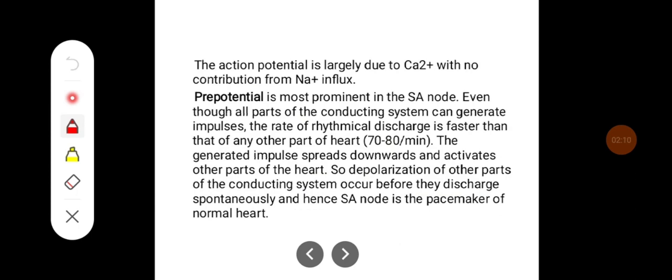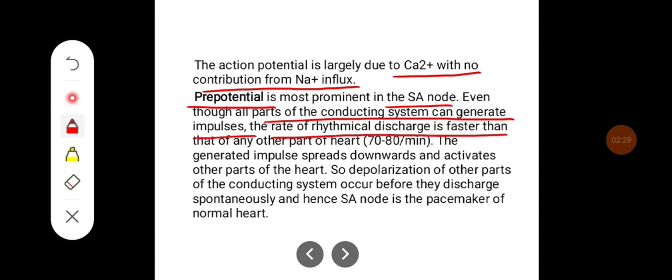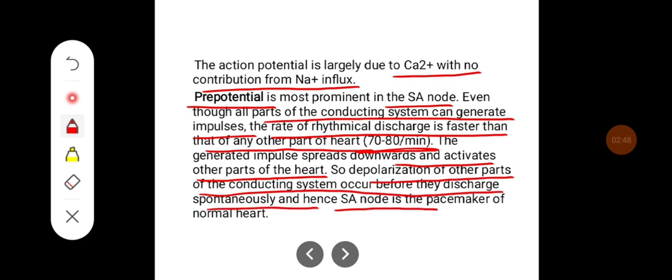The action potential is largely due to the calcium with no contribution from sodium influx. Prepotential is prominent in SA node. Even though all parts of the conducting system can generate impulses, the rate of rhythmical discharge is faster than that of any other part of heart. That is, it is around 70 to 80 per minute. The generated impulse spreads downward and activates the other parts of the heart. So depolarization of other parts of the conducting system occur before they discharge spontaneously, and hence SA node is the pacemaker of normal heart.